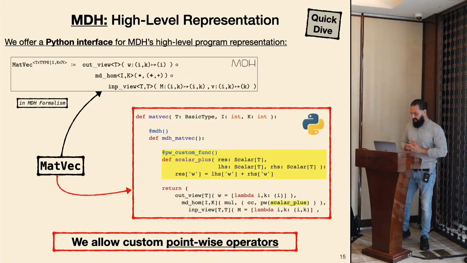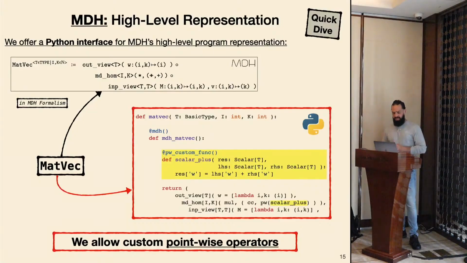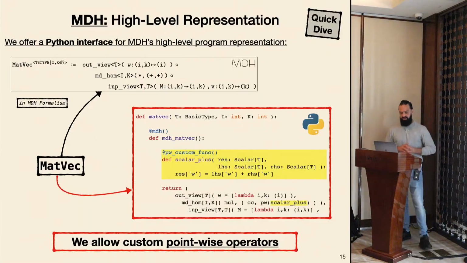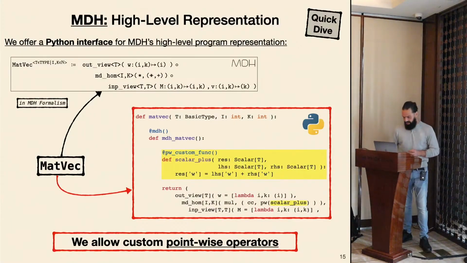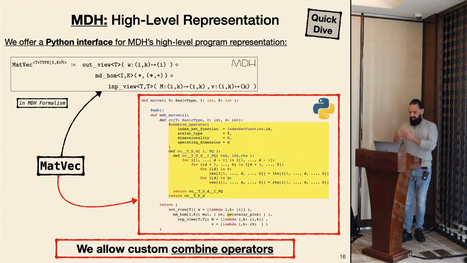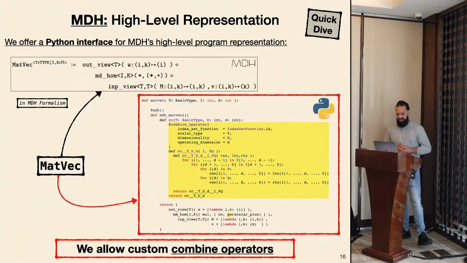For a pointwise operator, we also allow using arbitrary kinds of binary operators. In the matrix vector multiplication example, we used the scalar plus to express the pointwise addition. But that can again be any kind of arbitrary user-defined function. You just implement it in Python, use the decorator, and if all type properties are satisfied, that's completely fine. And we actually allow even fully custom combine operators, even different from concatenation and pointwise. These two can already express a bunch of different examples.